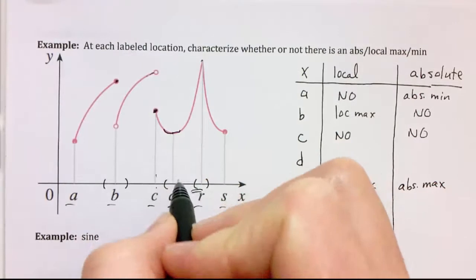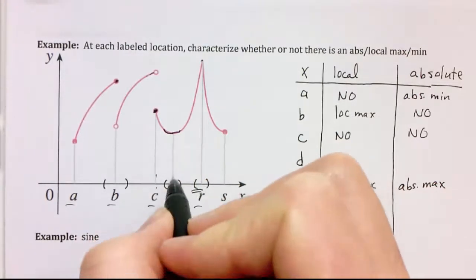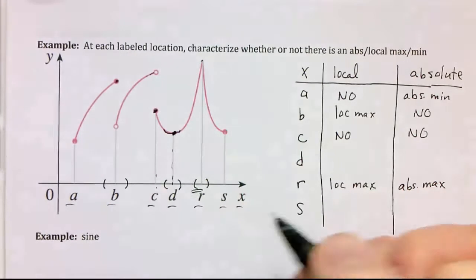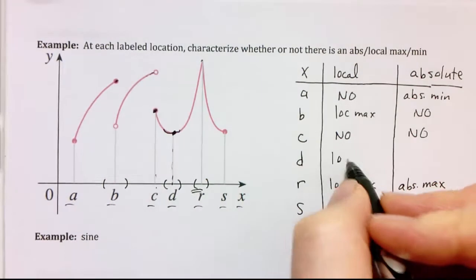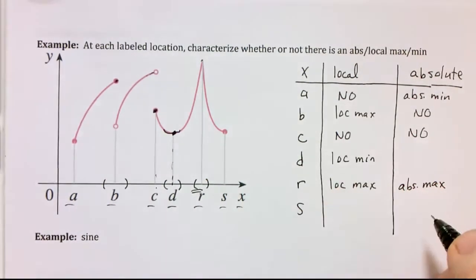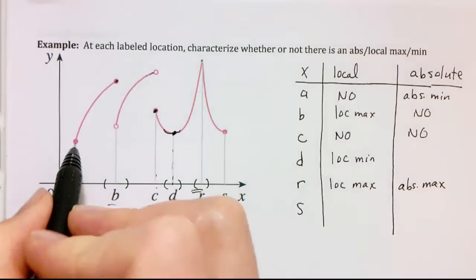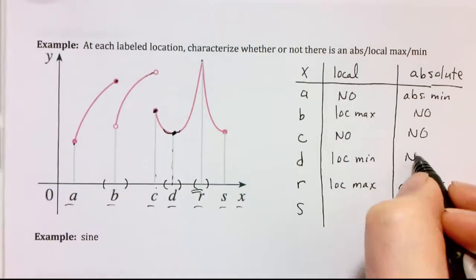At D, there's an open interval containing D for which the function value at D is the smallest guy around. So we have a local min there. It's not an absolute min because I have a smaller value over here at A.